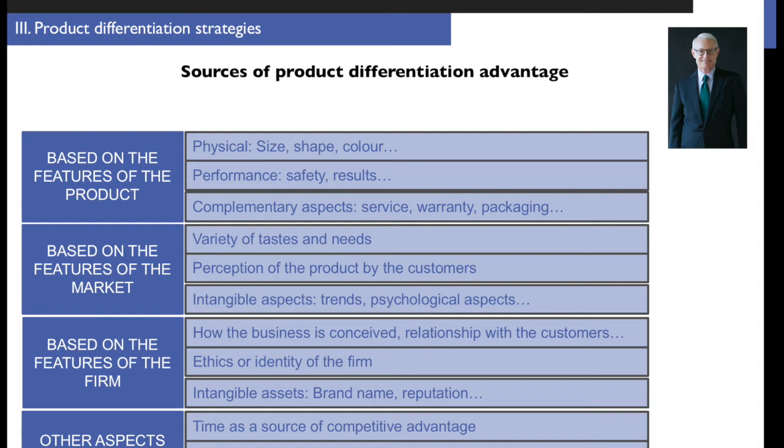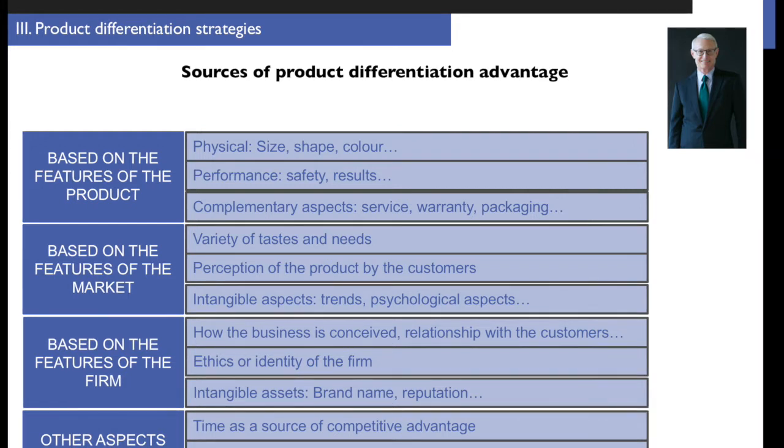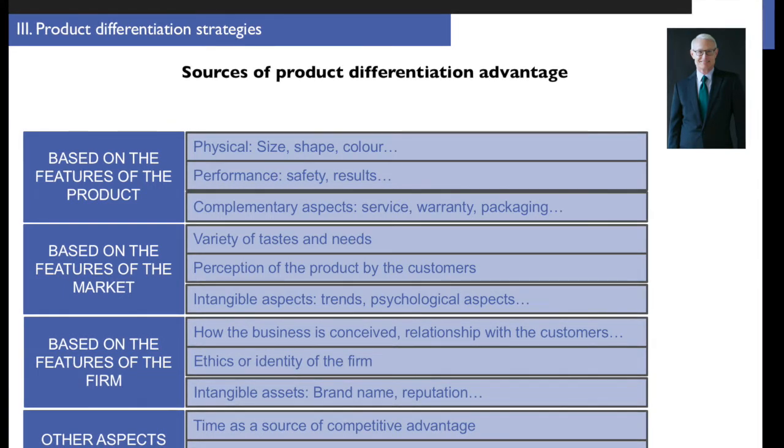Well, product differentiation can be created based on the features of the product. For instance, physical features. Some people will prefer to buy one good instead of another, depending on the size, on the shape, on the color of the good. For instance, some cars are especially attractive because of their shape. Then if it's not something so evident, so obvious, it can be about the performance.